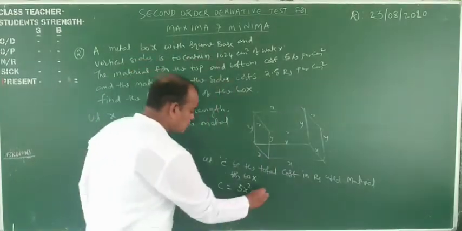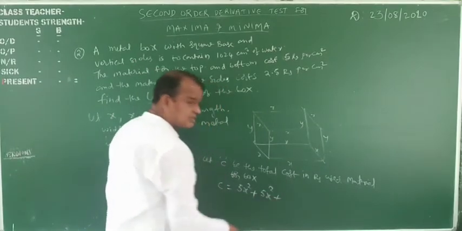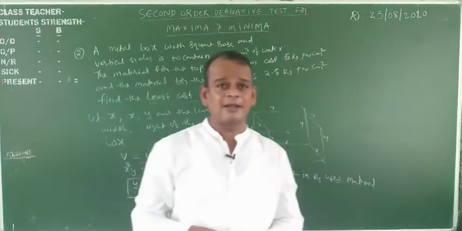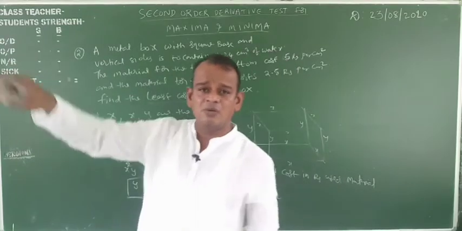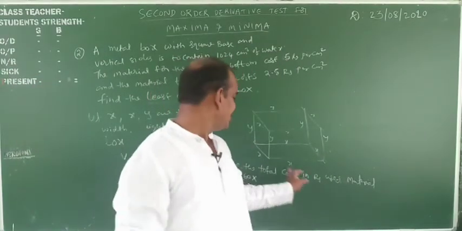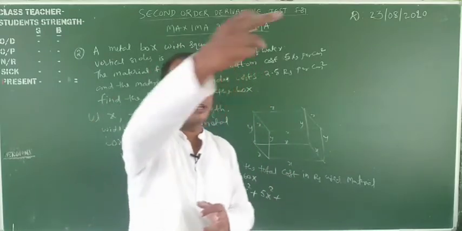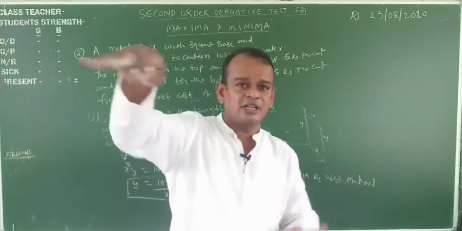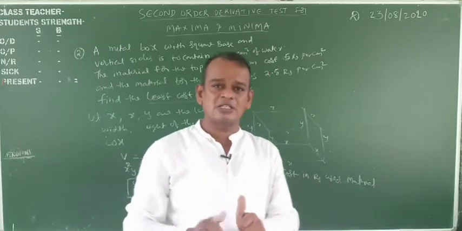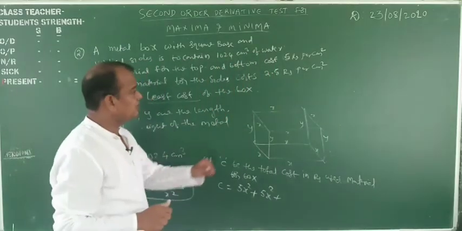This is the top, also x square, plus the sides. Sides are in the form of a rectangle. What is the area of one side? That is x into y. How many sides are there? 4 sides, so 4xy. But what is the cost per centimeter square?